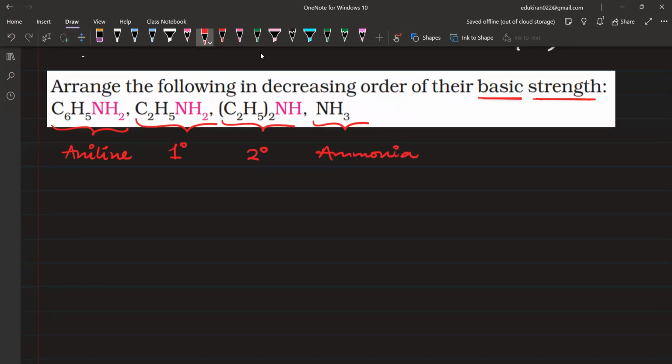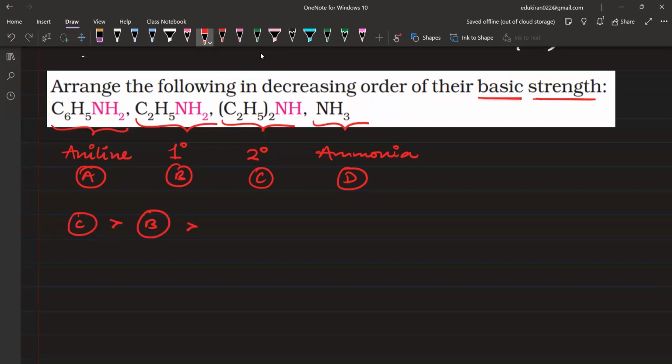Now, which one of them is going to be the most basic? So obviously, amines are going to be most basic, right? 1 degree and 2 degree. Obviously, in 1 degree and 2 degree you don't have to look, because 2 degree is always most basic. So if I take, say, this is A, B, C, and D, then between 1 degree and 2 degree, which will be more basic? 2 degree, that is option C, followed by B.